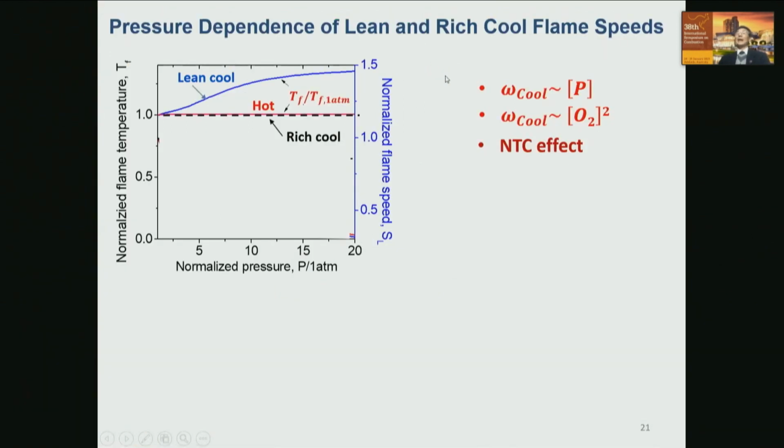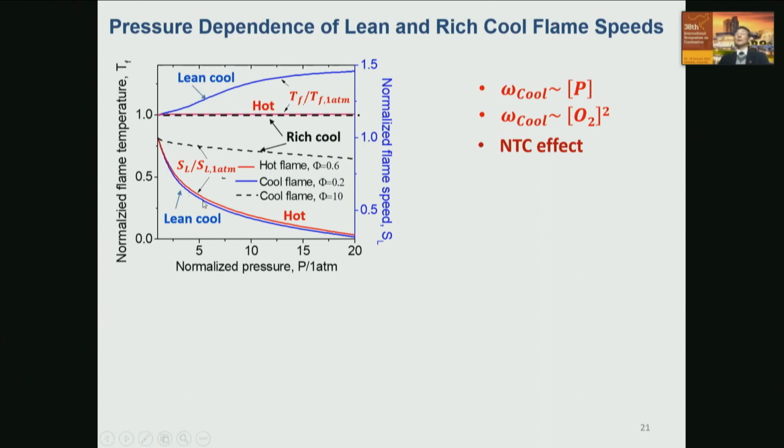If you look at how the cool flame speed depends on pressure, this is the normalized temperature and normalized flame speed. As you can see, with the increase of pressure, for the hot flames and the rich cool flame, the flame temperature does not change much. However, the lean cool flame temperature will increase dramatically. We know that the reactivity is proportional to the temperature and oxygen concentration for the lean cool flames. However, the NTC effect will slow down dramatically the speed of lean cool flames, even making it slower than the hot high temperature flame as pressure increases.